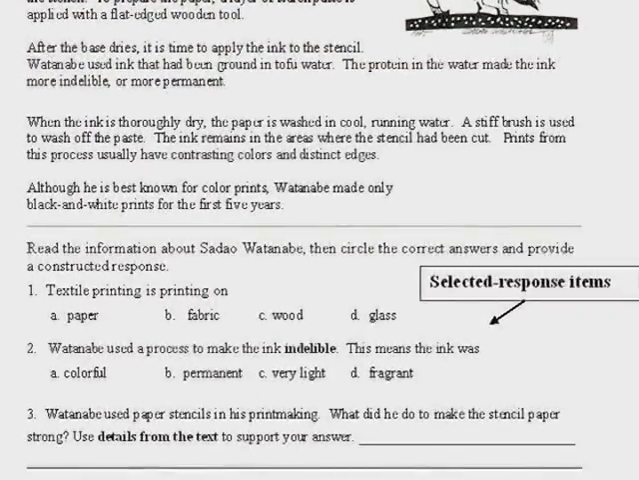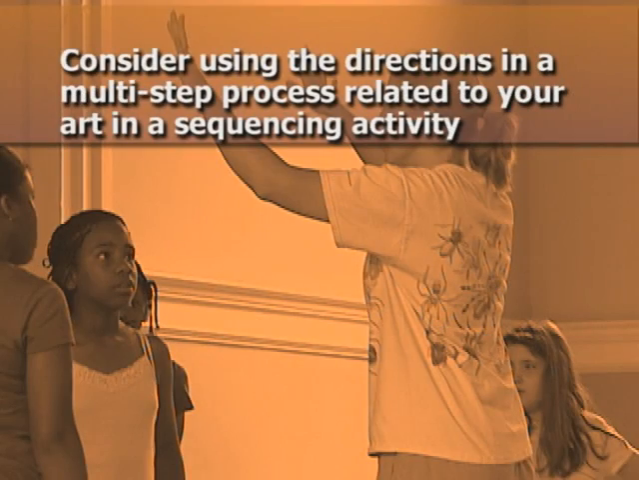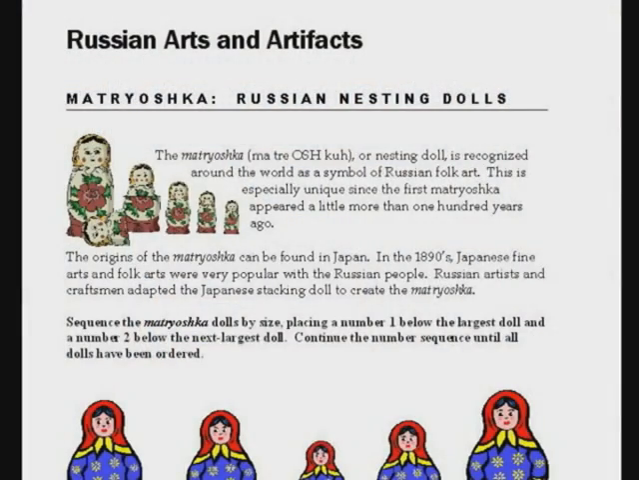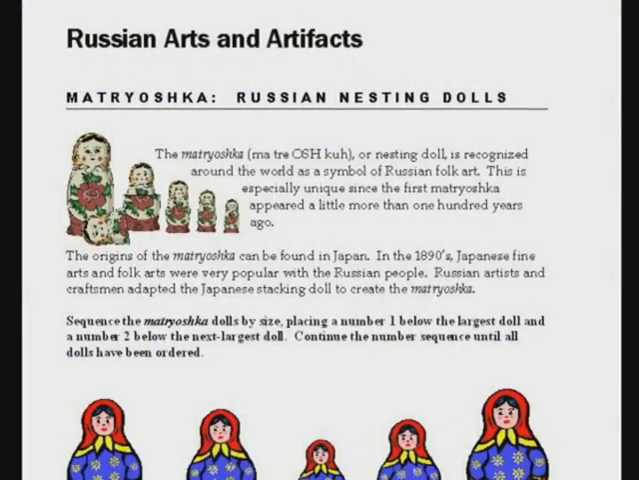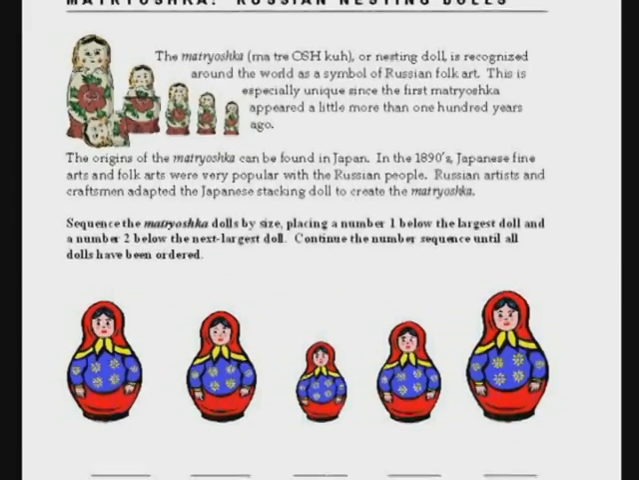Consider asking students to summarize information or write a letter to a friend about the presentation or another aspect of the arts lesson. These activities require students to use higher-level thinking skills than those used for reading comprehension. Consider using the directions in a multi-step process related to your art in a sequencing activity. You may ask students to put incorrectly numbered steps in order or fill in missing steps, for example.